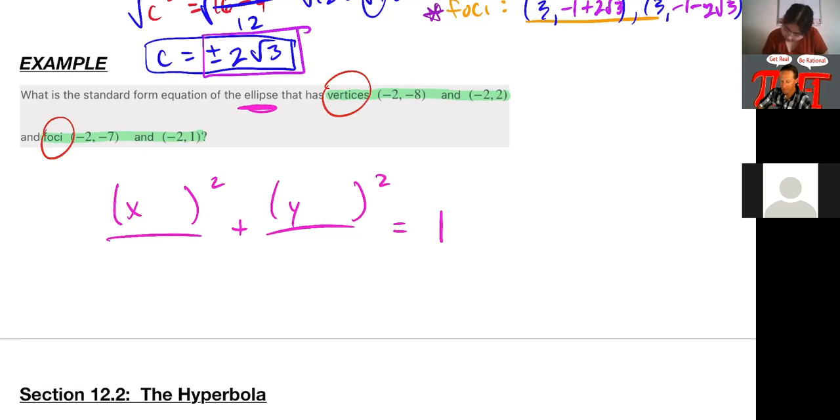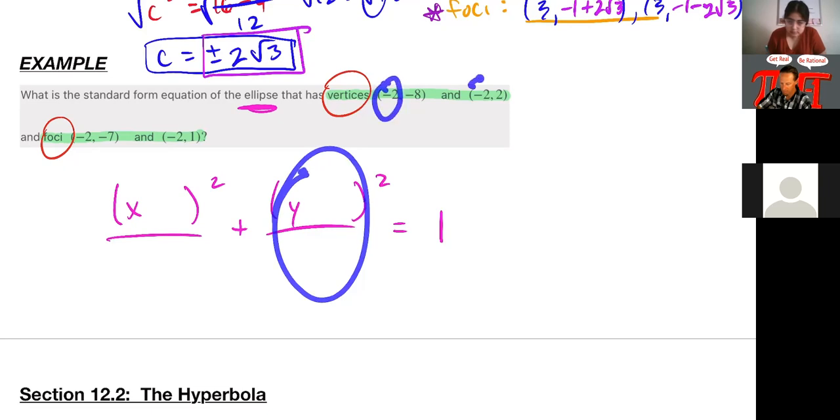And what is not changing in our vertices? The x value. Which means, what do we already know? That it's the y value that's changing on the major axis. Very good. So A is on y. If these are our vertices, then we should also be able to find the distance that we did travel.